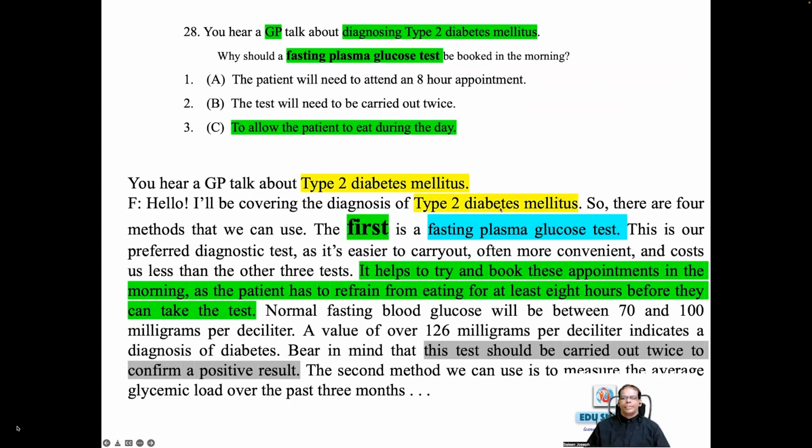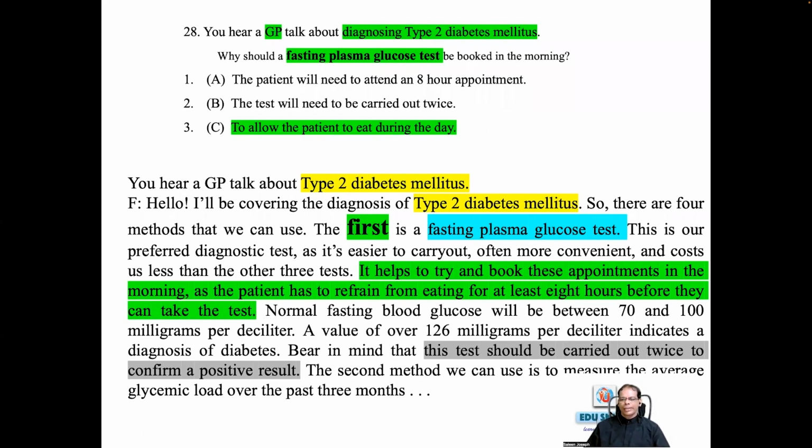See? So type 2 diabetes fasting plasma glucose. It helps to try and book these appointments in the morning, as the patient has to refrain from eating for at least 8 hours before they can take the test. So your prediction is exactly right.